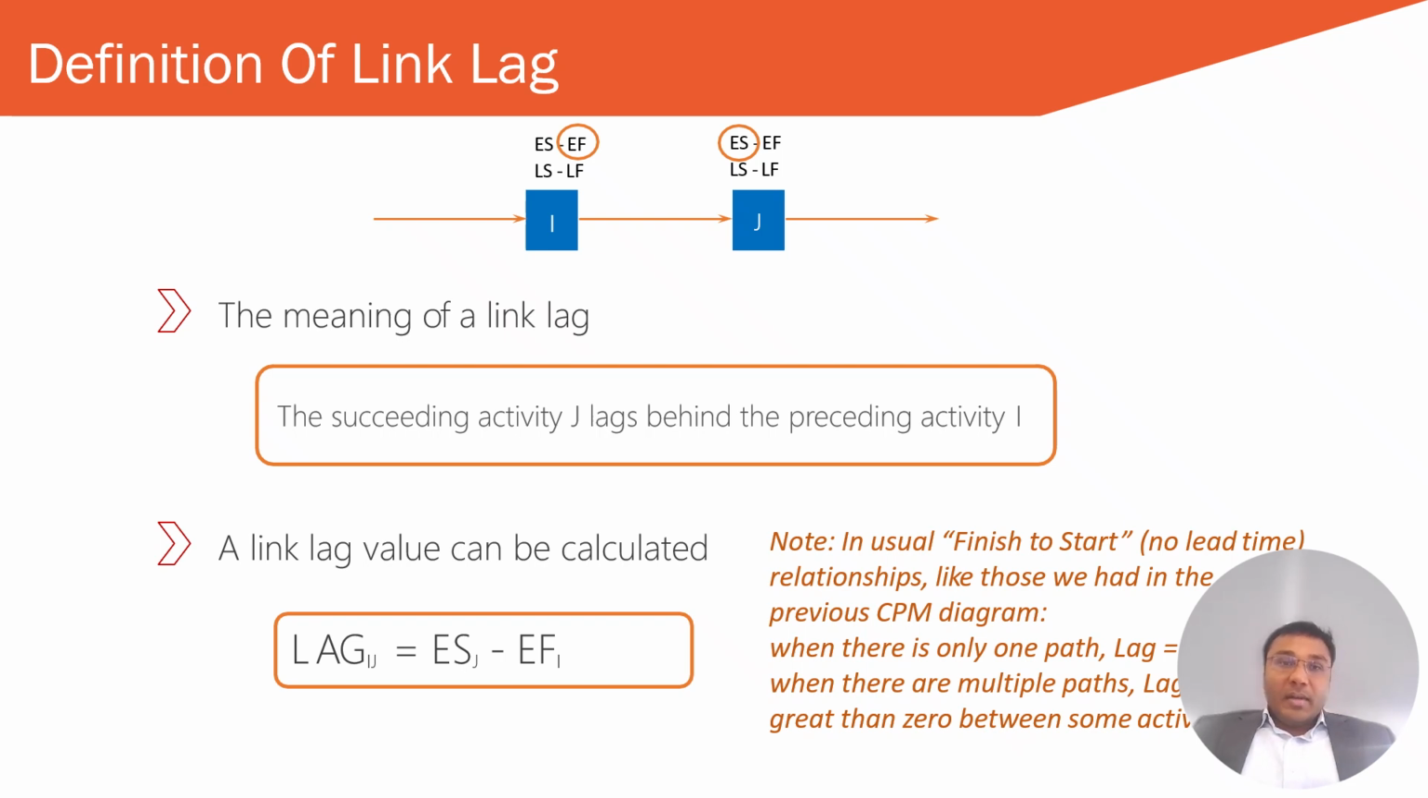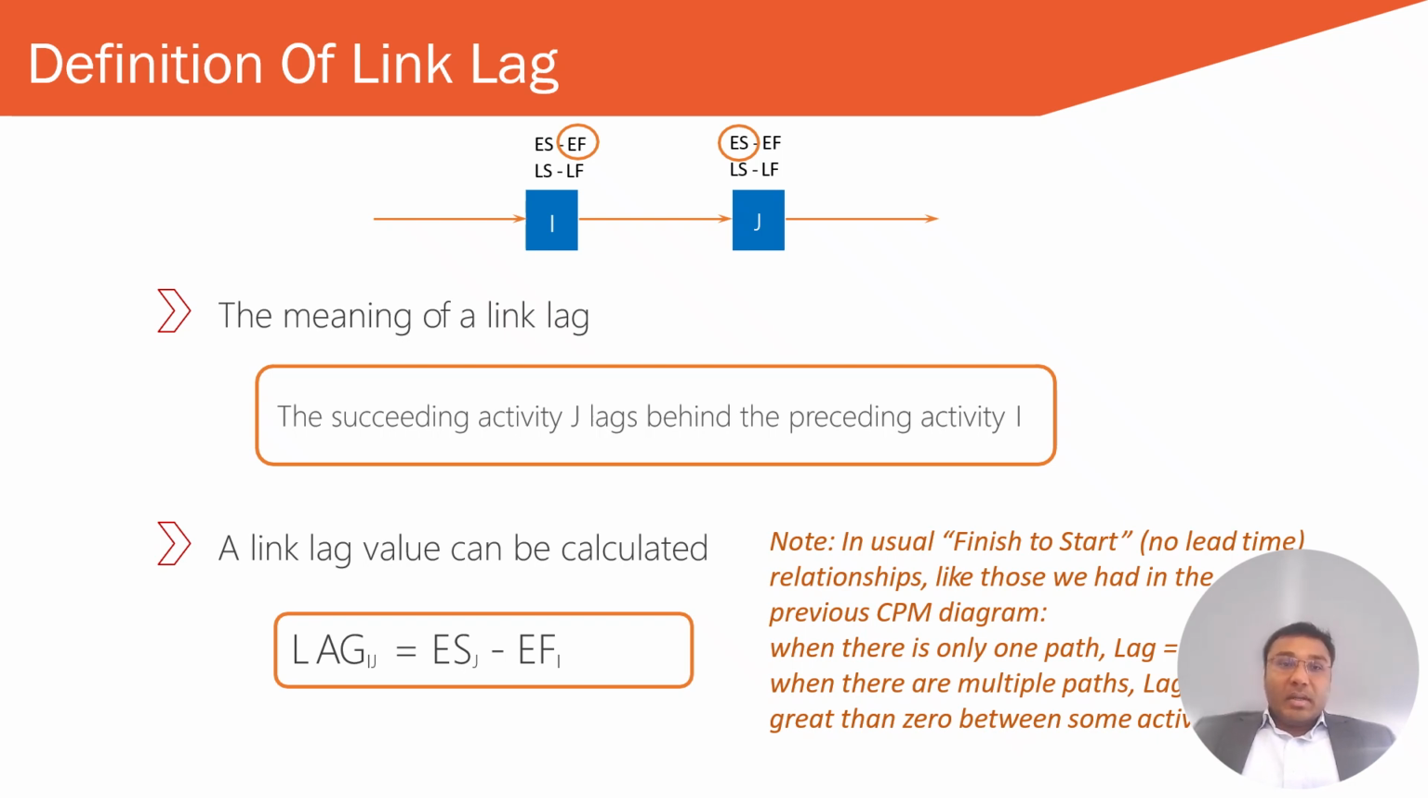We call it positive lag and negative lag. Positive lag equals intentional delay. For example, if you're pouring concrete in construction, you have to wait for 14 days for the concrete to cure before you can start carpentry work or even painting. Negative lag, which is also called lead time, is the amount of time by which a successor activity can be advanced with respect to a predecessor activity. So it's like starting earlier than the standard sequence flow.